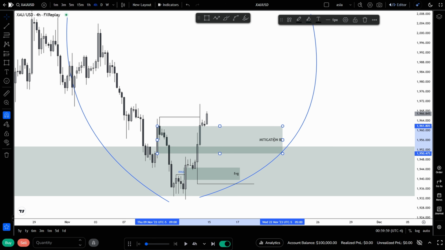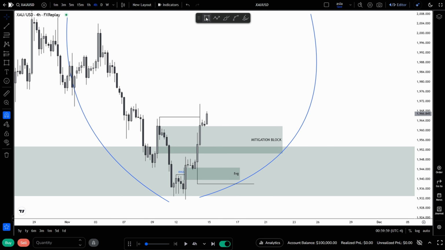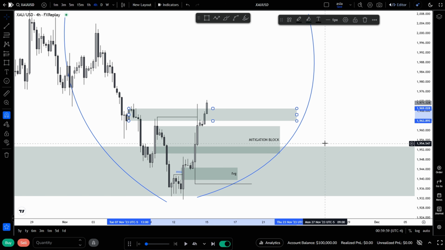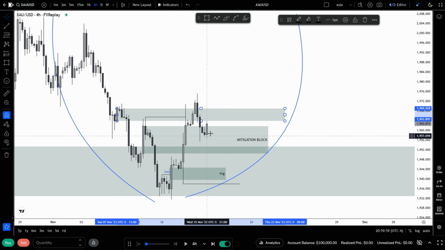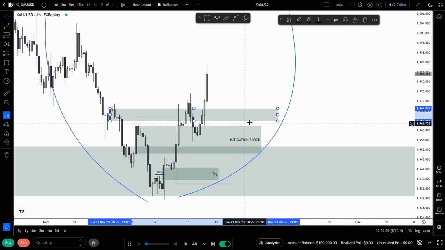Now let's identify another one. You can see here we have another up-close candle, which could also act as a potential mitigation block. Let's see how price reacts when it returns to that area. As price retraces, you can see that we get reaccumulation inside that mitigation block, and then price displaces higher again.